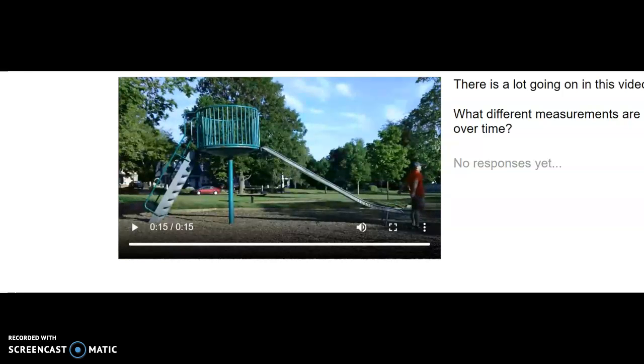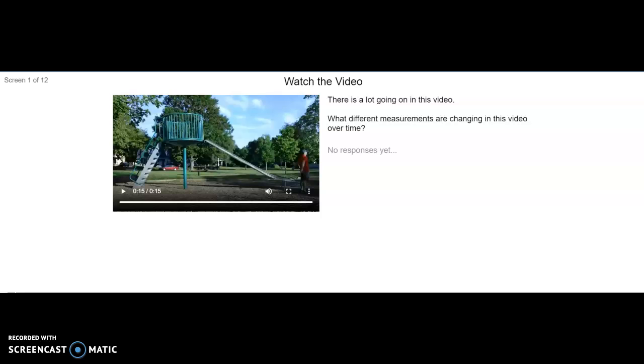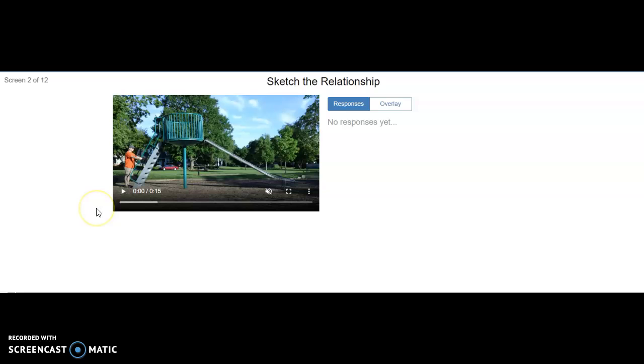And there's the video. So take a moment, pause this video, and type what different measurements are changing in this video over time. Since I'm pre-recording this, there's not going to be any responses. So some of the different answers that you'd see are how tall he is from the ground, how long it took him to get down, how tall the slide is, how long the slide is, those kinds of things. So now we're going to look at number 2, so flip to the second one.